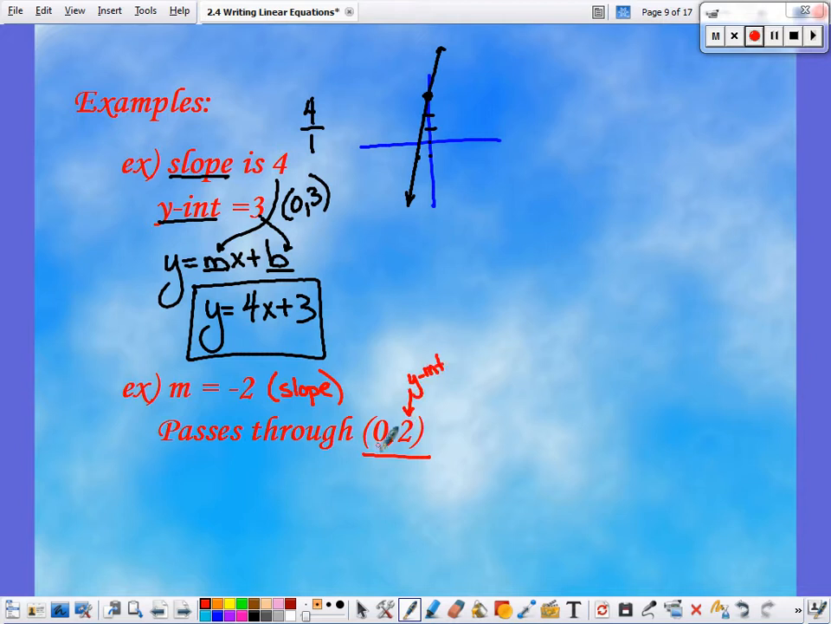How do we find the y-intercept? We plug in 0 for x. So 2 is the y-intercept. So they gave us the slope, they gave us the y-intercept just like they did up here, and so you get y equals negative 2x plus 2. The 2 goes there, and negative 2 goes there. Those would be the very easy ones.